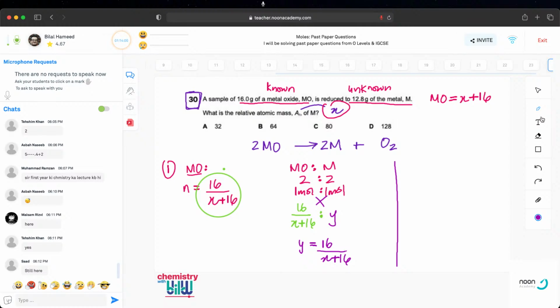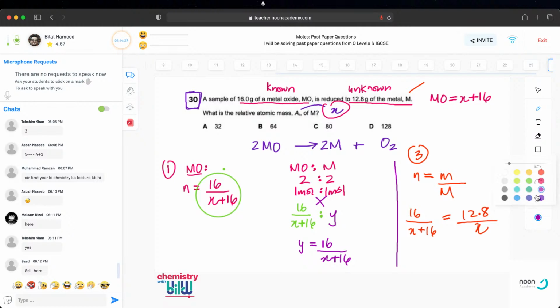और step number 3 में मुझे क्या करना है? याद है आपको? Unknown का relationship निकालना है. So moles कितने हैं? 16 over x plus 16. मास कितना है? 12.8 grams. और MR कितना है? X. Because M का तो MR X हुआ ना. Then what do? You cross multiply and you solve for that.